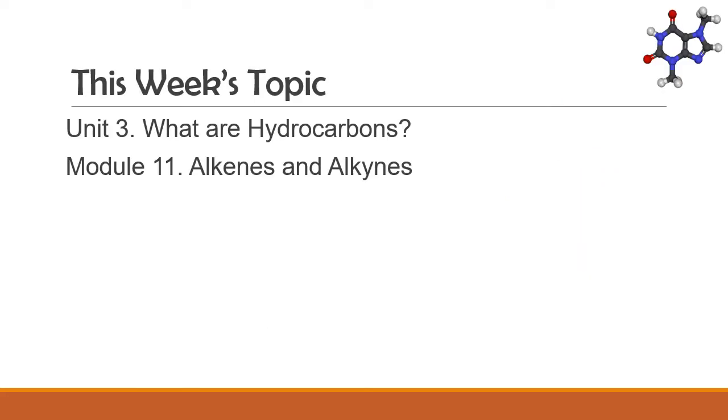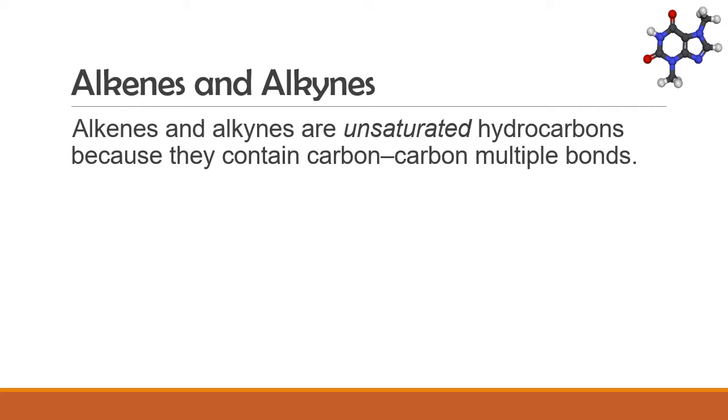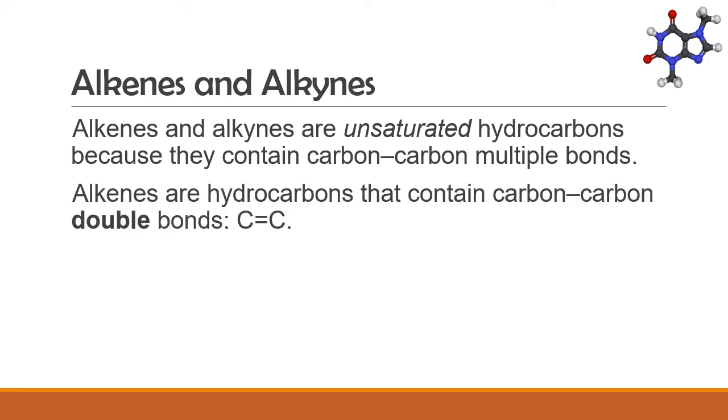Hello everyone. This week we will discuss the unsaturated hydrocarbons, alkenes and alkynes. Alkenes and alkynes are unsaturated hydrocarbons because they contain carbon-to-carbon multiple bonds. This means one or more carbon atoms in the compound are not bonded to the maximum number of hydrogen atoms.